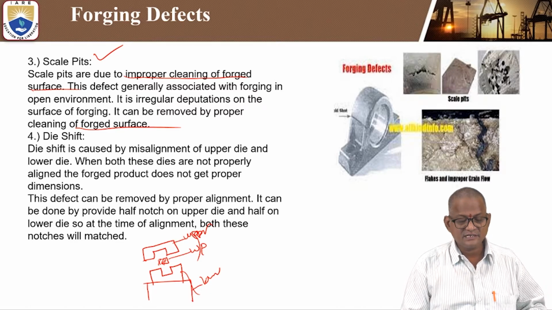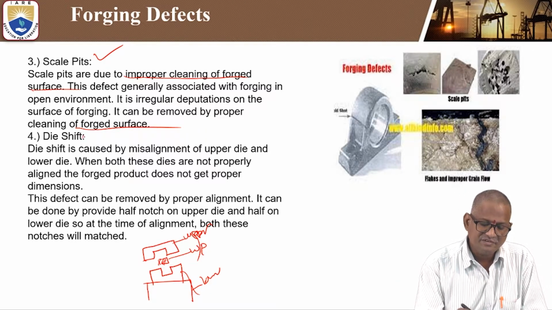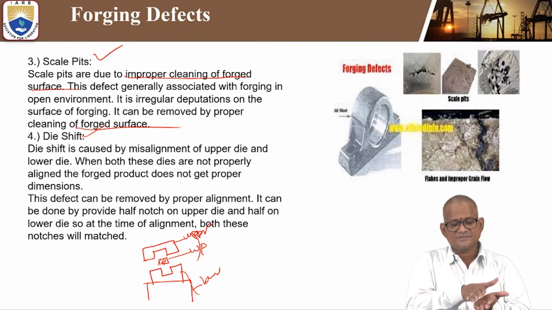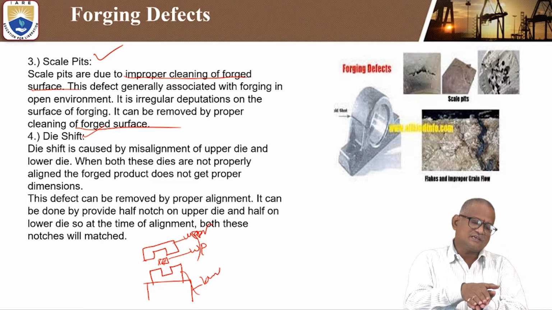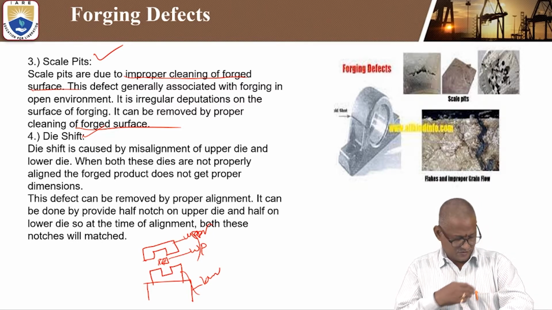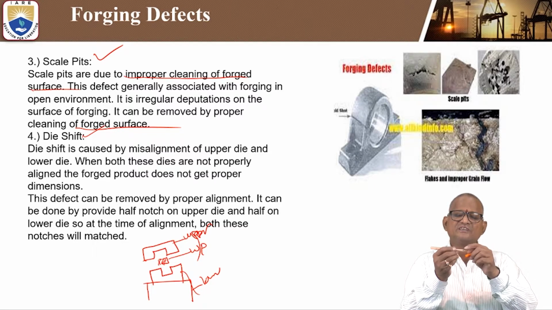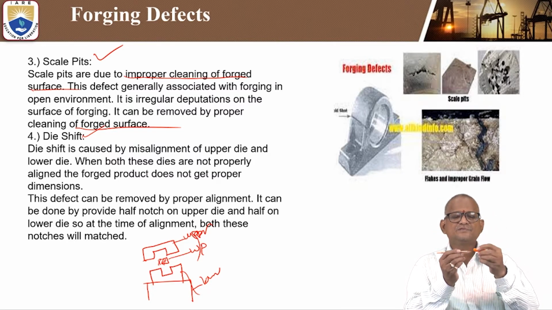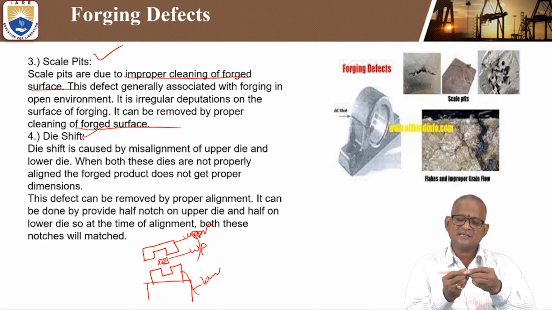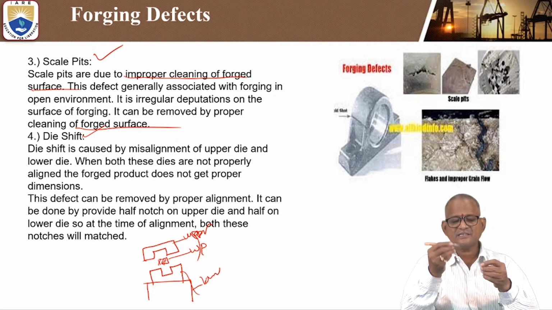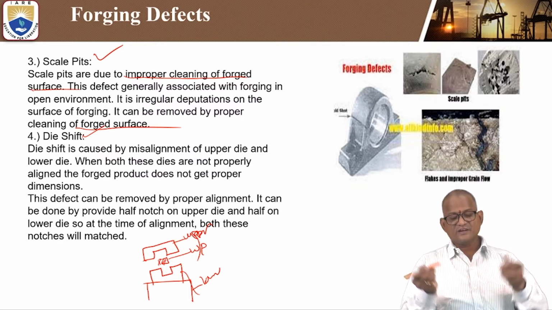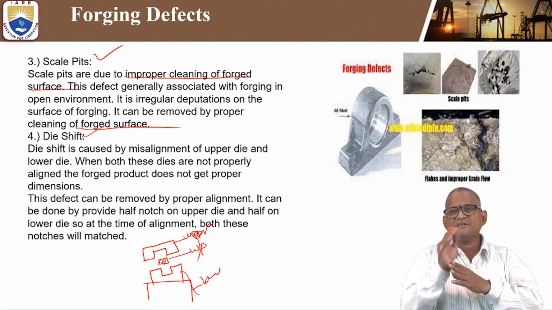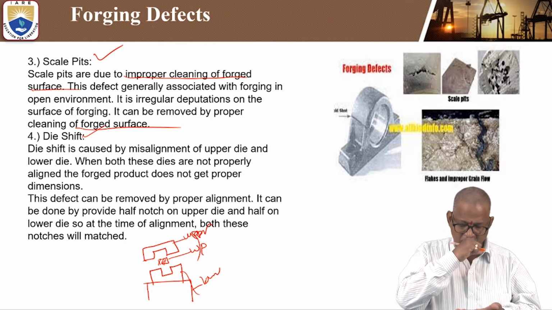Another important thing is die shift. This is a very interesting defect, caused by misalignment of the upper die and lower die. So for example, there are two dies. Even if you take a pen, the diameter of the pen should be less than the diameter of the cap so that the pen can enter easily. If the diameter of the pen is increased, it cannot fit inside. That is why die shift mostly occurs from misalignment of the upper die and lower die.